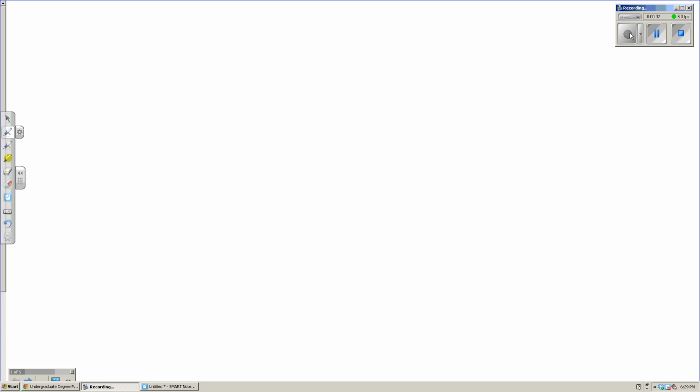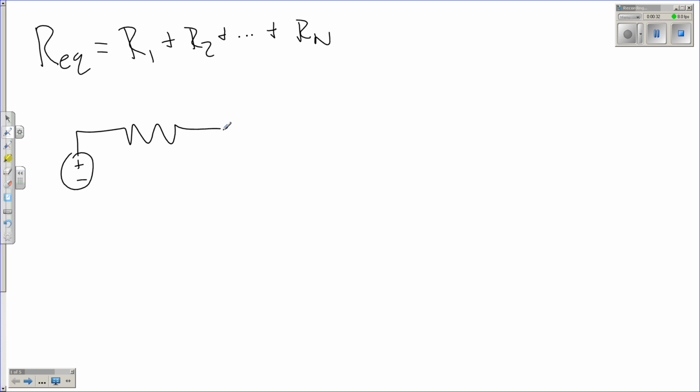Alright, in this video we'll be talking about the series and parallel combination of resistors. Now in series, this is really easy. All you have to do is add them together. So R_EQ, the equivalent resistance, is just the resistors linearly added, like so.